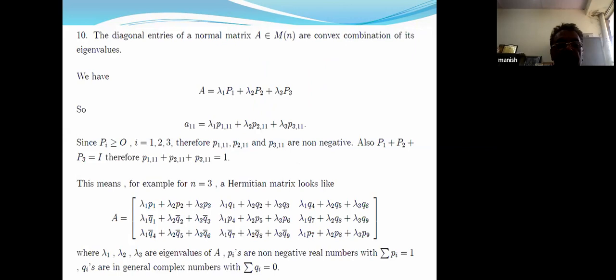So in this way, if we write A in this form, then note that a Hermitian matrix looks like this. In diagonal entries, we have convex combinations of eigenvalues. Why? Because P1 plus P2 plus P3 is equal to identity. Therefore, the first entry of P1 plus the first entry of P2 plus the first entry of P3 sum is 1. Similarly, other diagonal entries are convex combinations of eigenvalues.